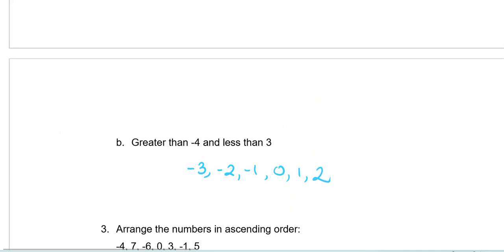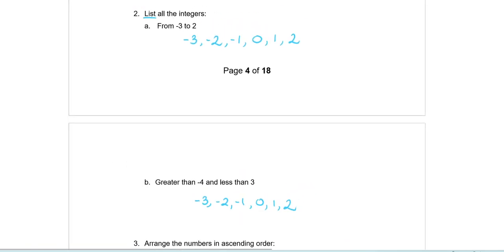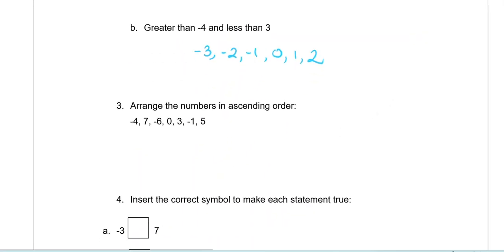So just take a second to make sure you understand the difference between part A and part B. Part A said from minus 3 to 2, which meant I'm including the minus 3 and the 2. Whereas this one said greater than minus 4, so it didn't include the minus 4, but less than 3. These two questions have the exact same answers, they were just asked in different ways. Yeah? All right, next one, number 3.